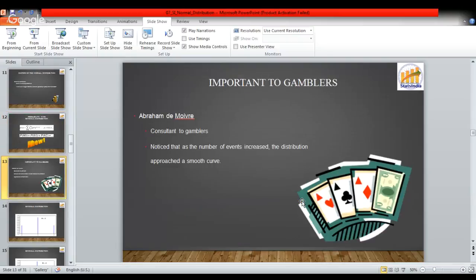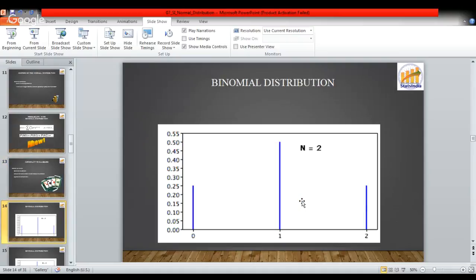So Abraham de Moivre, who was a consultant to gamblers, noticed that as the number of events increases, the distribution approaches a normal or a smooth curve. Now we'll see this using an example.